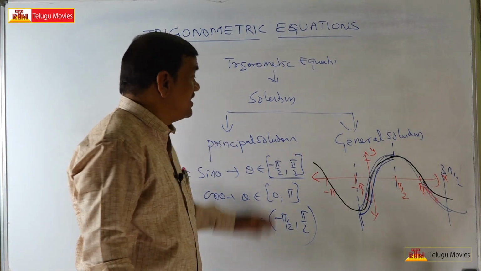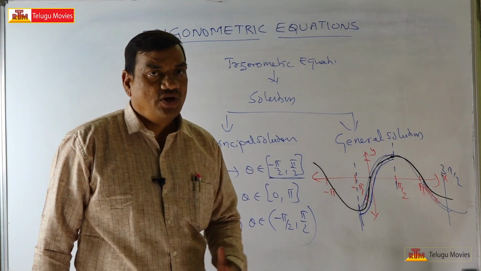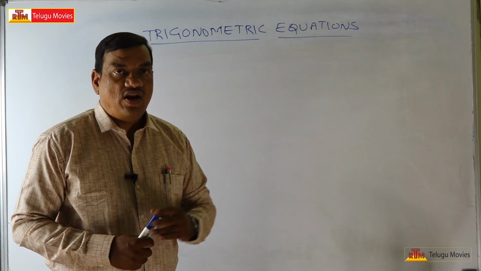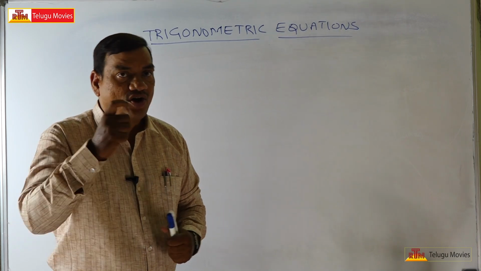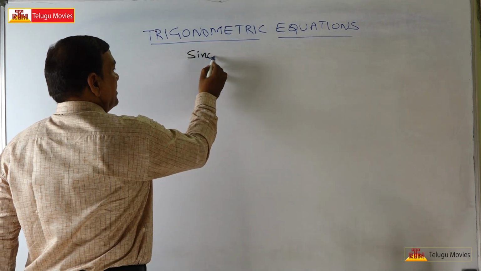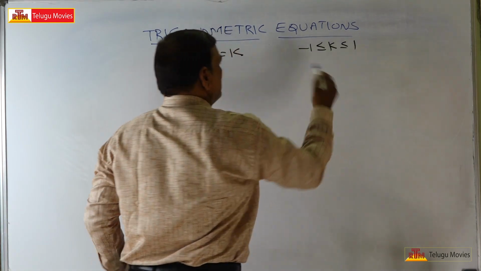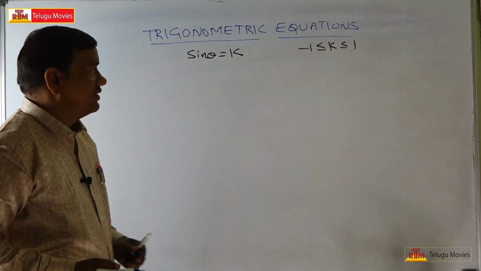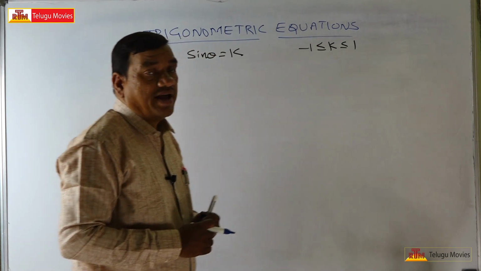Okay now, let us see how to solve the general solutions of different trigonometric equations. Dear students, welcome back. Now we are going to solve the general solutions of trigonometric equations. For example, we have one equation, sin theta is equal to k. We know that minus 1 is less than or equal to k, less than or equal to 1. That means the maximum value of sin theta is 1 and the minimum value is minus 1. So k should lie between minus 1 and plus 1, including both.